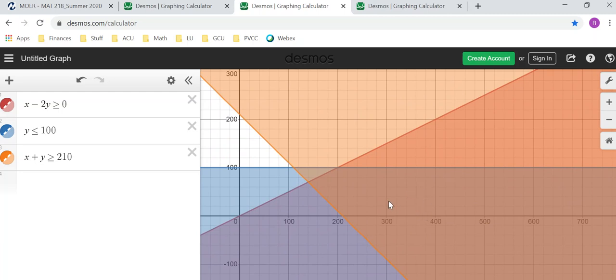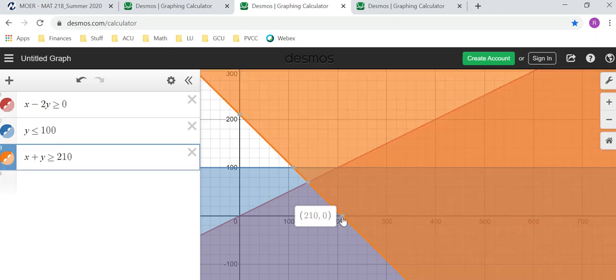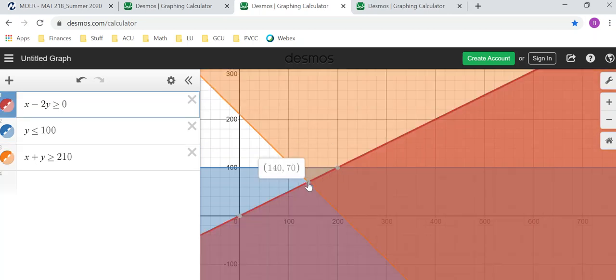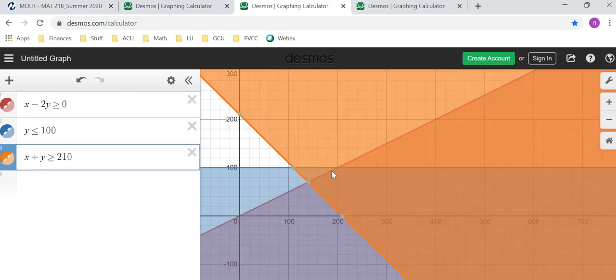So it's bounded on the top by this line right here. It's bounded on the bottom by the x-axis. It's bounded on the left by this line and this line, but there's nothing bounding it on the right. So I'm going to put in an artificial bound, and it can be a vertical line anywhere past this point right here. Any of our corner points we want to make sure are included. So this point, and this point.